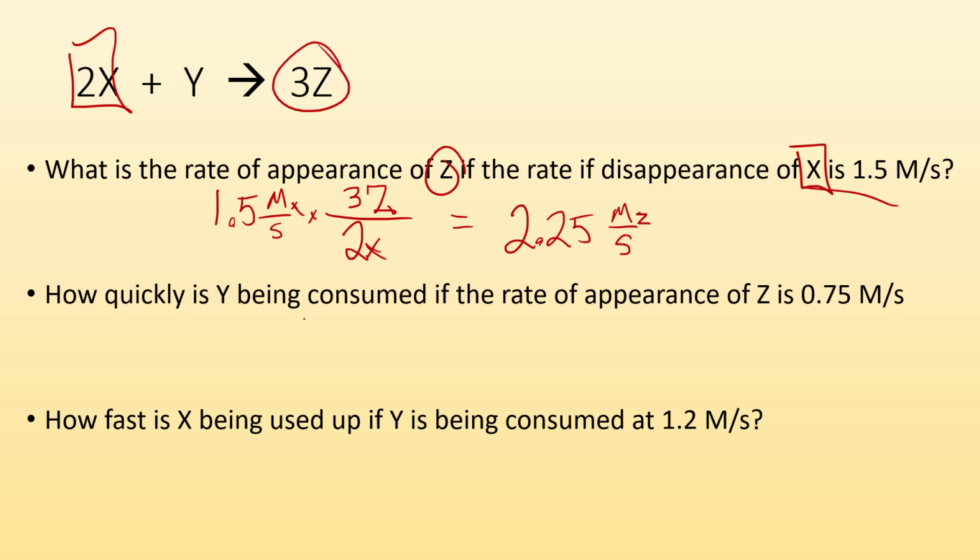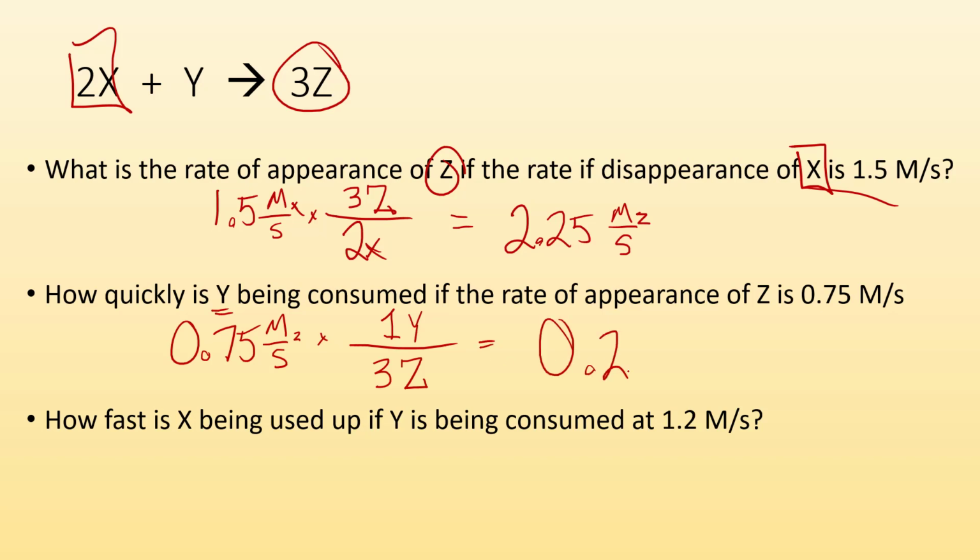How quickly is y being consumed if the rate of appearance of z is 0.75 molar per second? Again, they tell me 0.75 molar per second for z. I'm trying to get y, and I know that the ratio is 3z to 1y. So I multiply by 1/3. I get 0.25 molar per second in terms of y. So you can see y is going to disappear at 1/3 the rate of z appearing.